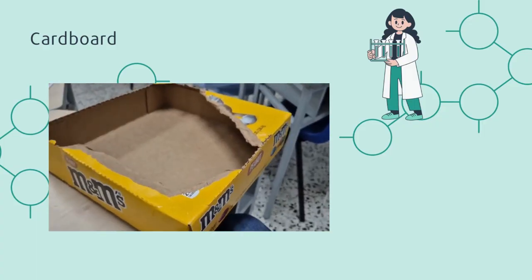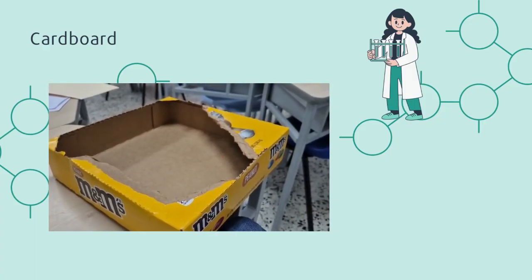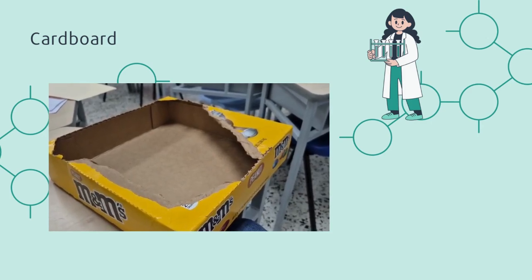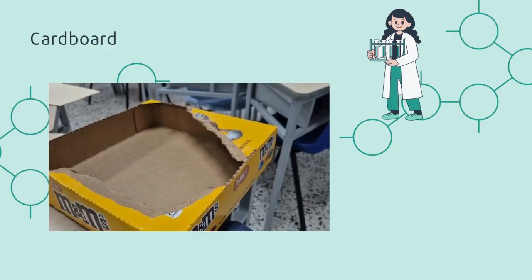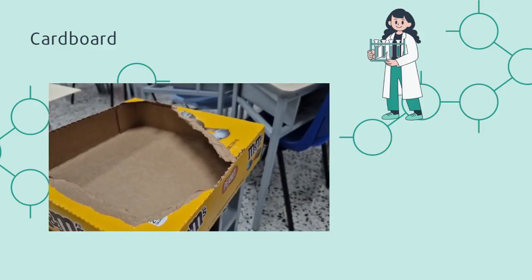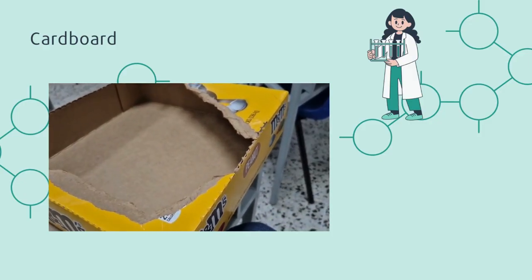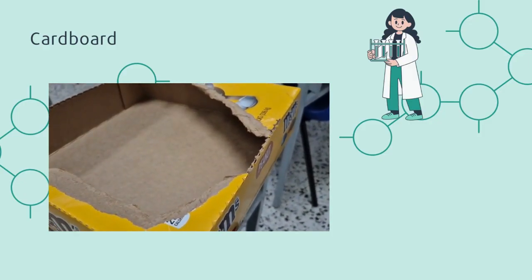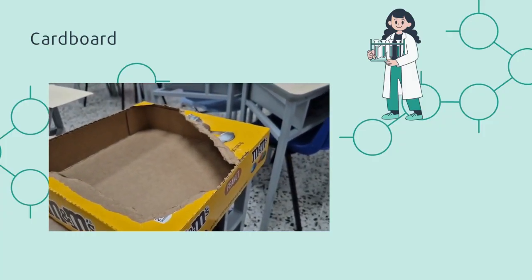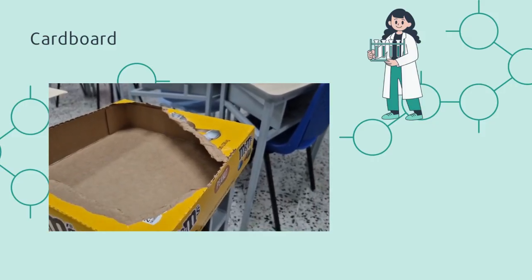The key functional groups in cellulose are hydroxyl groups, OH. These groups form strong hydrogen bonds between chains, giving cardboard its strength and durability. Cellulose is synthesized naturally by plants through polymerization of glucose during cell wall formation. In industry, it's processed from wood pulp to make paper and cardboard.